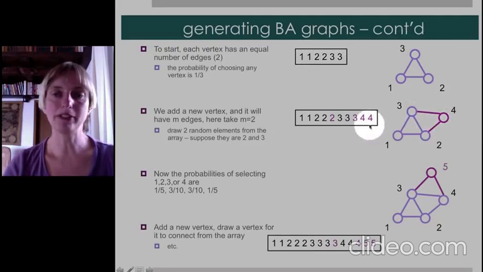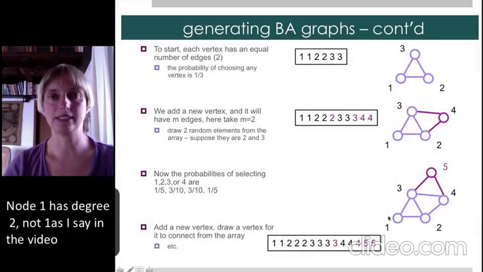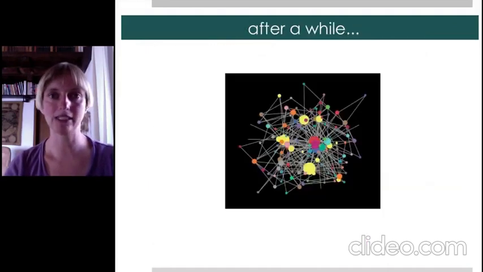But now if it happens to choose 3, now 3 has degree 3 and is represented 3 times. And so now when 5 comes in, it's a little bit more likely that it's going to choose 3 as well over 1, or actually over 1, which only has degree 1 still. So that's the basic mechanism, and I've implemented it in NetLogo as well, so you'll get to play with that.